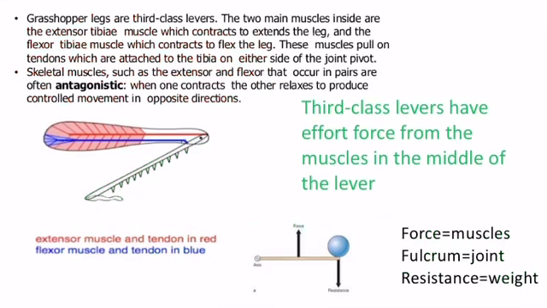Grasshopper legs are third class levers. Third class levers have the effort force from the muscles in the middle of the lever. The two main muscles are the extensor tibiae muscles, which contract to extend the legs, and the flexor tibiae muscle, which contracts to flex the leg. These muscles pull on tendons which are attached to the tibia on either side of the joint pivot. Here the effort force is provided by the contraction of muscles. The fulcrum is the joint, and resistance is provided by whatever weight is being lifted.